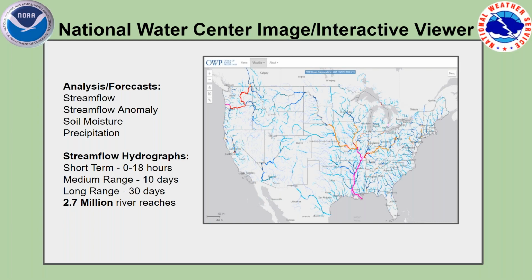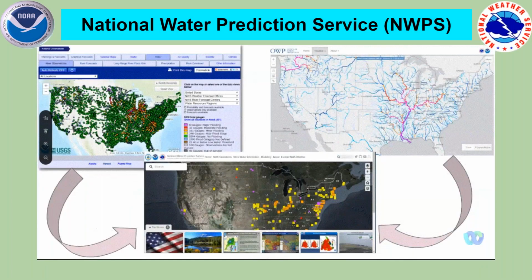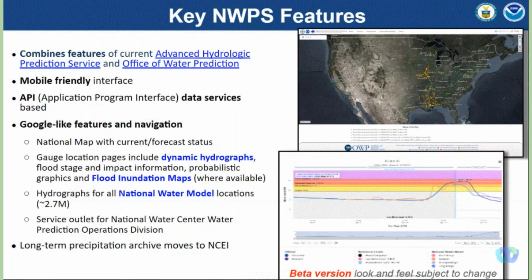So how cool would it be if we could combine those two, right? So this is actually the plan over the next year or so. We're going to combine both of these services, and we're going to lump it into the National Water Prediction Services website. So again, we're combining all the AHPS information and the water model information. They're also doing some behind the scenes work just to make it more mobile friendly, downloadable.